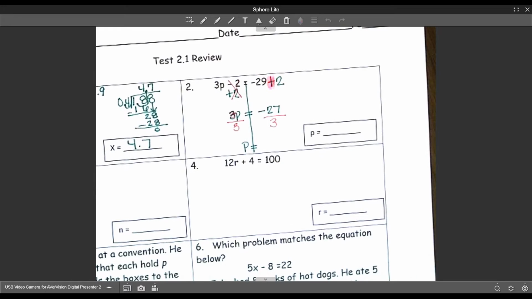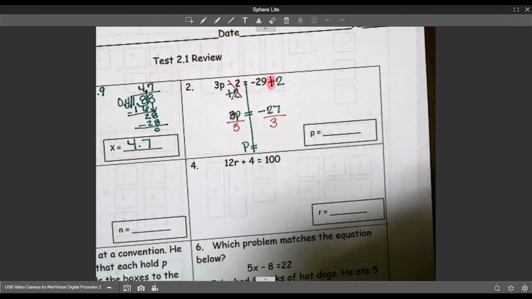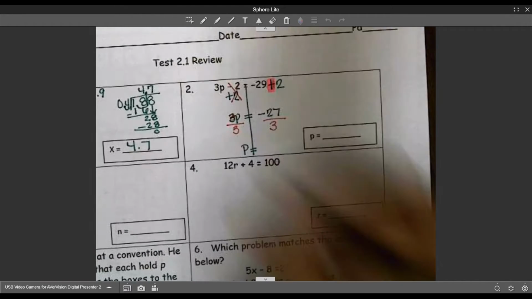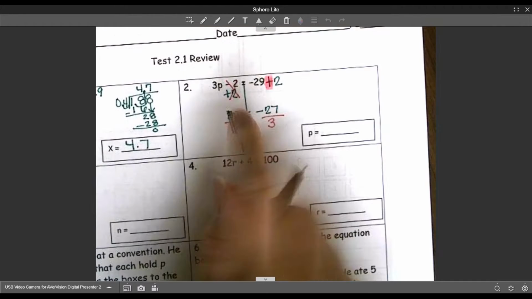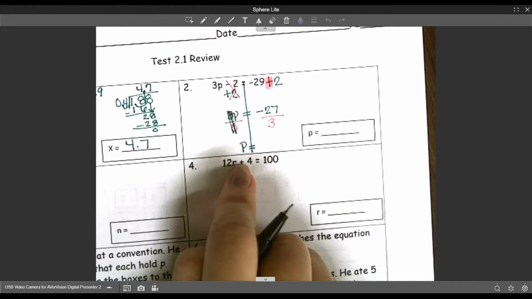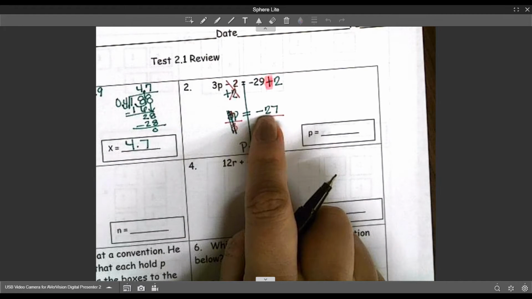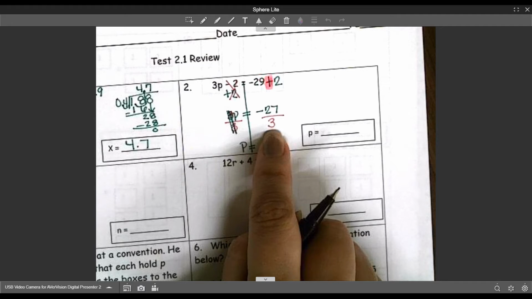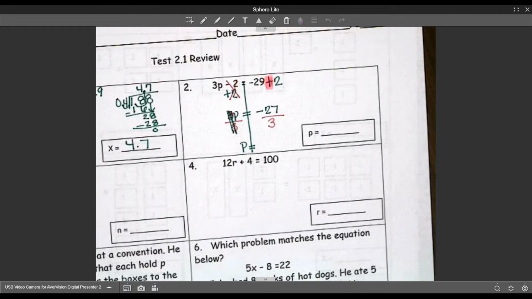Notice that I still have the same number. I'm still using the 3. I just changed the multiplication to division. So 3 divided by 3 is 1, so it's 1p. That's why it's only 1p. And then negative 27 divided by 3. What is negative 27 divided by 3?